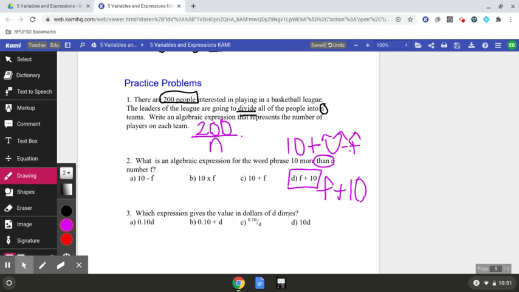Three says which expression gives the value in dollars of D dimes? Well, they're telling you that you're dealing with dimes. A dime is worth 10 cents, and you have D of them. So that would be A.